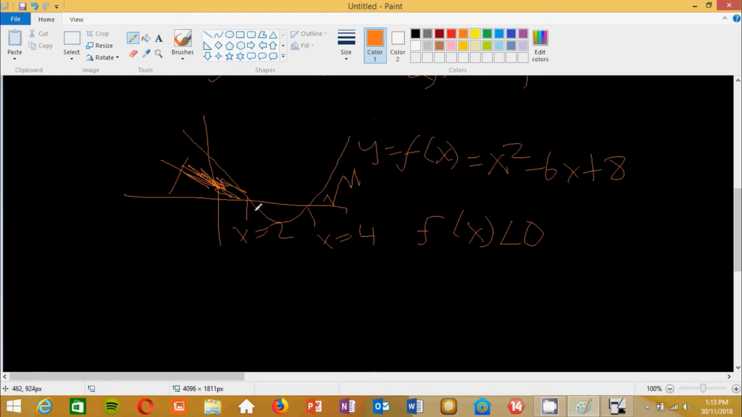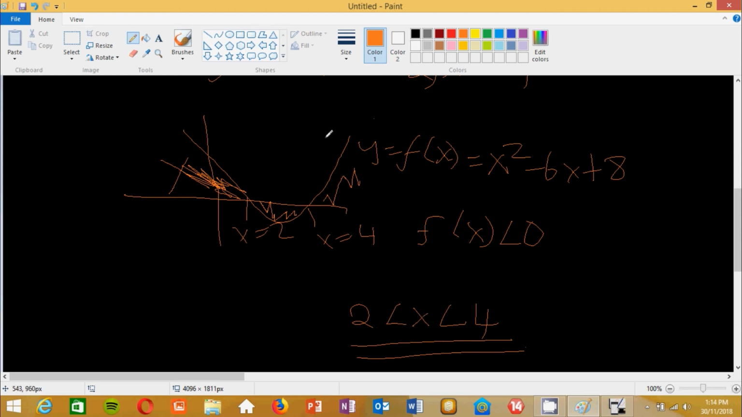But what happens if you take x values between 2 and 4? If you take x values between 2 and 4, you're looking at this region, and all your values of f of x are going to be negative. They're going to be less than 0. So this region satisfies the inequality. So really, this is our answer to this quadratic inequality.